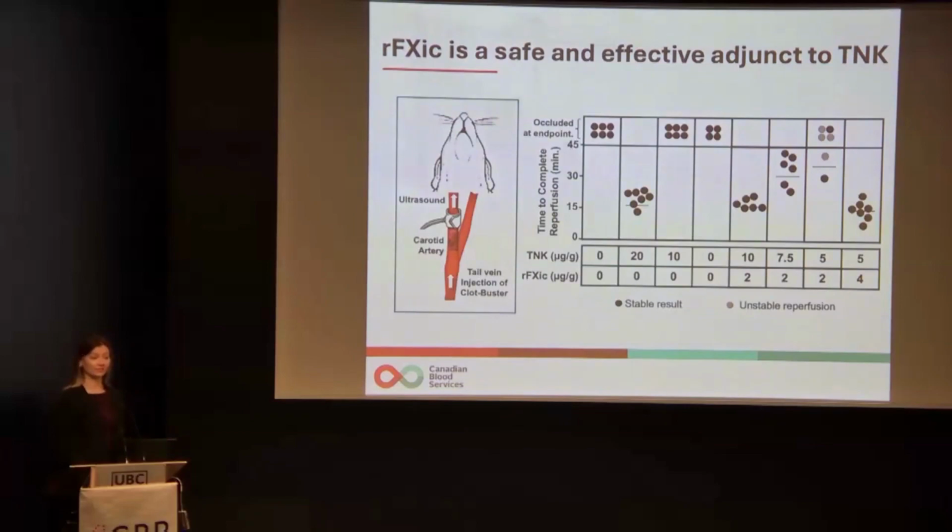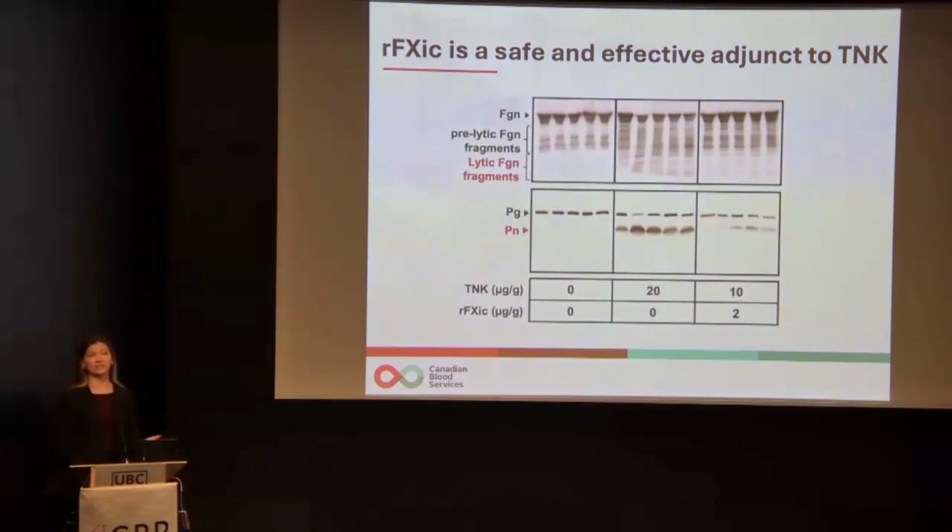But is it safe? And I'll remind you, the whole reason we're doing this is because TPA causes systemic bleeding in many patients. And so what we're doing here is looking at biomarkers of this systemic bleeding. So here we have fibrinogen fragments in a blot up top and plasmin fragments in the bottom. And each of these lanes represents a mouse who has received 0 drugs, the full dose of tenecteplase, or that half 10 and 2 dose of the adjunct drugs.